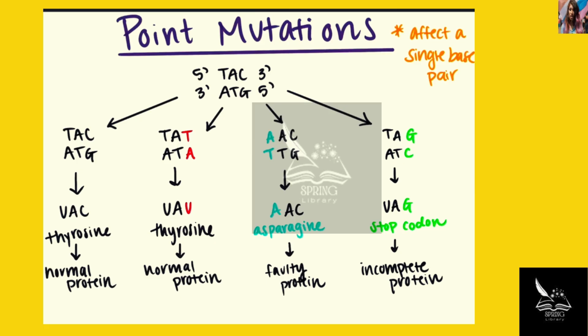So we have the 5' and 3' end up here. This is our template. So when you look at this one, it matches the 5' to 3' end and the 3' to 5' end. So you have the TAC, ATG, that codes for the mRNA UAC, which is tyrosine, and that's going to encode a normal protein. So in this example, there's no mutation.